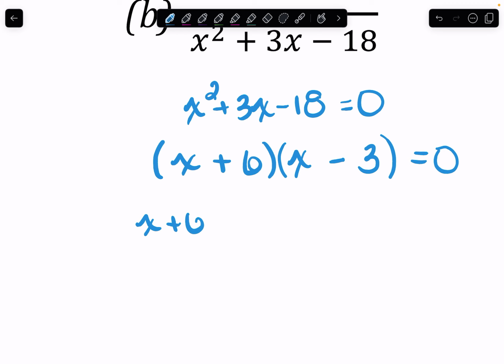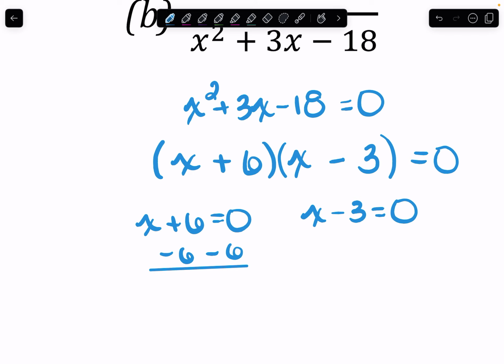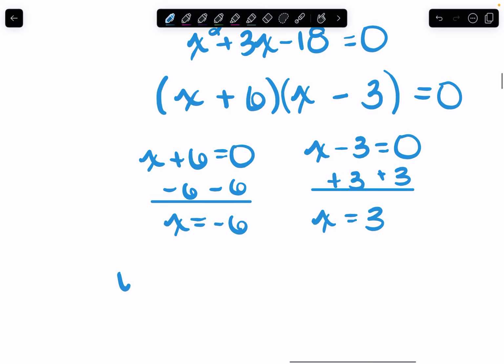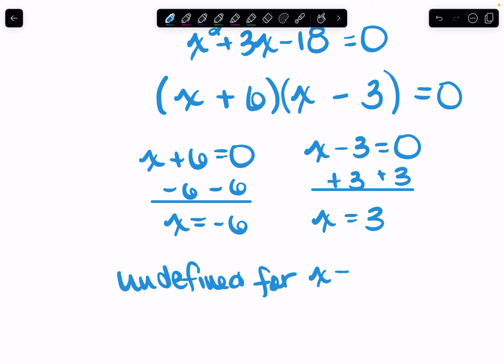Then we pick it up where we did the last one. Each individual factor gets set equal to 0. I'm going to move my 6, so x is negative 6. And then we're going to move the 3, so x equals 3. So we are undefined for x equals negative 6 and 3.